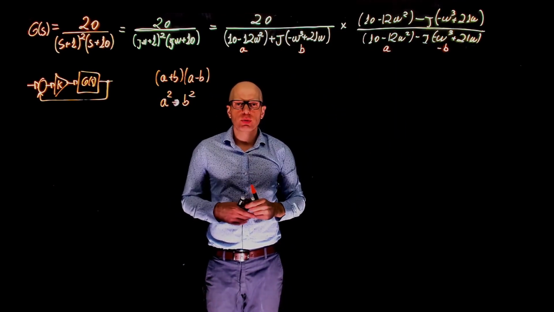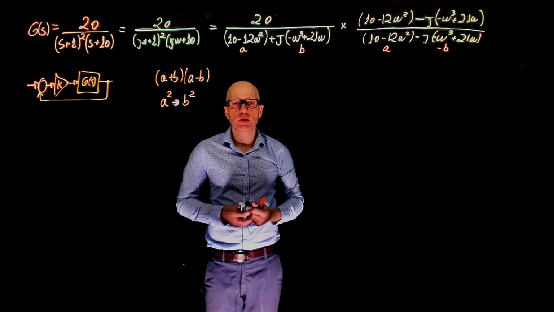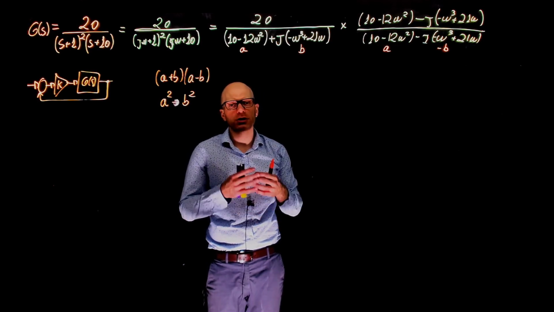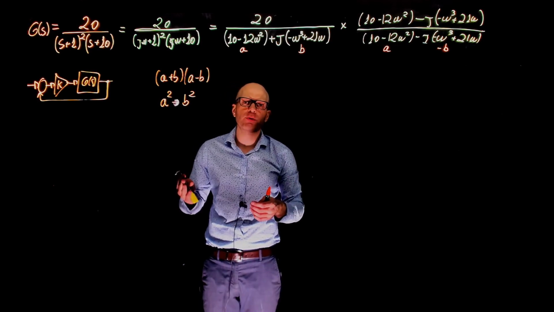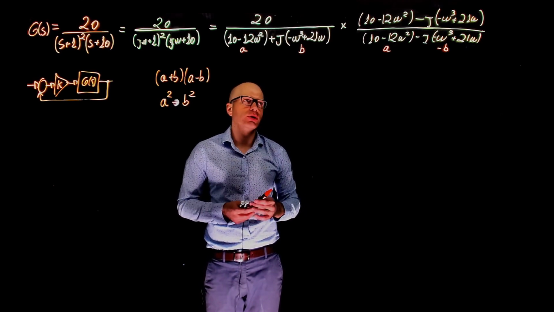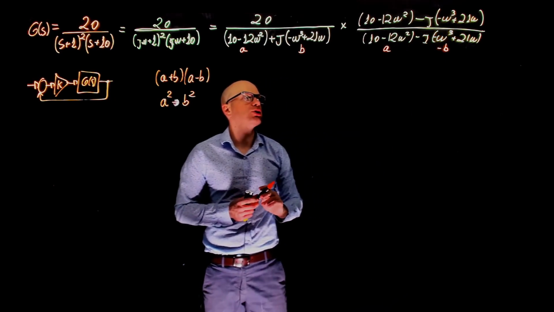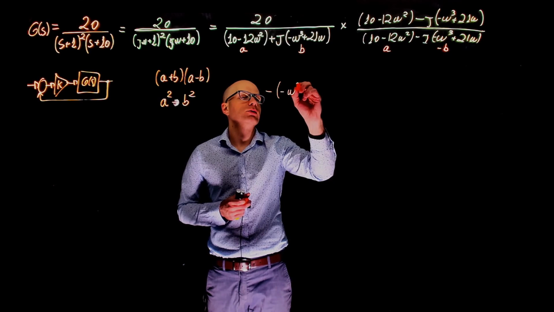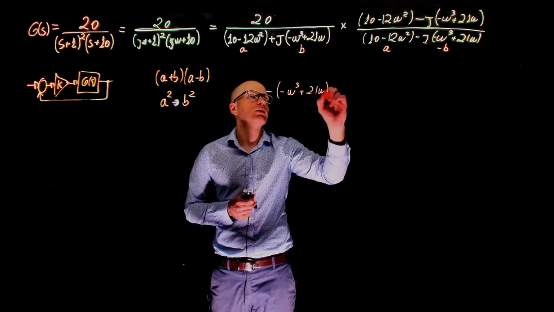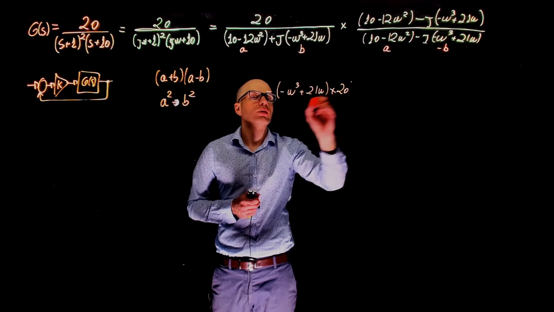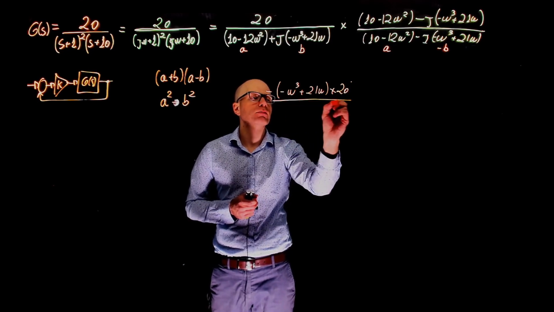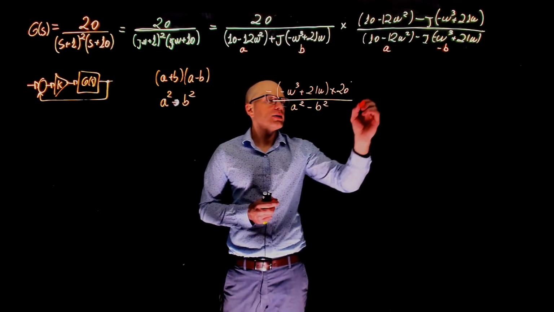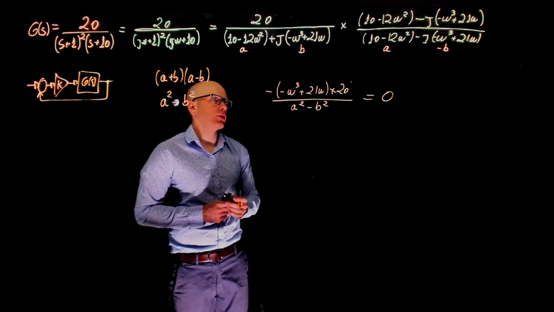When you do the gain margin, we are looking for a point where the phase of the transfer function is negative 180 degrees. At that specific point, the imaginary part is 0. We are lying on the negative real axis. The imaginary part of the transfer function is 0. So you are only concerned with the imaginary part of this transfer function. That is negative omega to the power of 3 plus 21 omega, times 20, divided by a squared minus b squared. And this is 0. The imaginary part is 0.